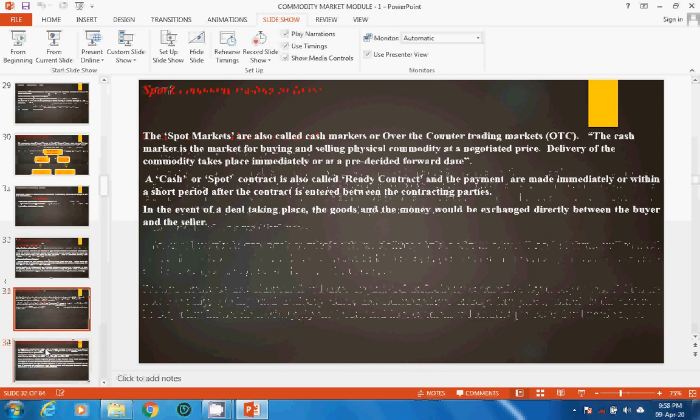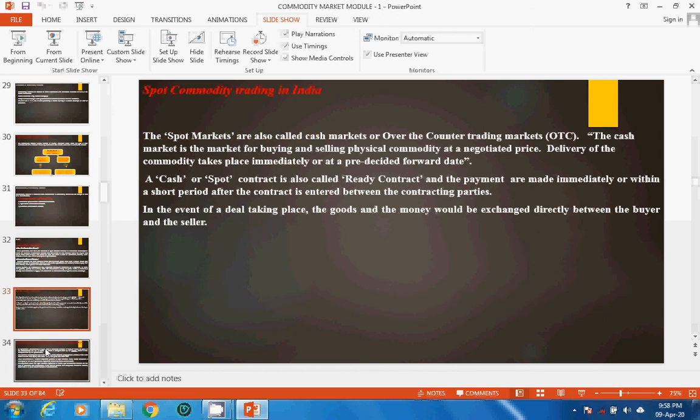On the basis of spot commodity trading in India, spot markets are known as cash markets. Another term is cash on the spot. Cash is given and goods are taken. In the event of a deal taking place, the goods and money are exchanged directly between the buyers and sellers. It is a market known as the spot market.